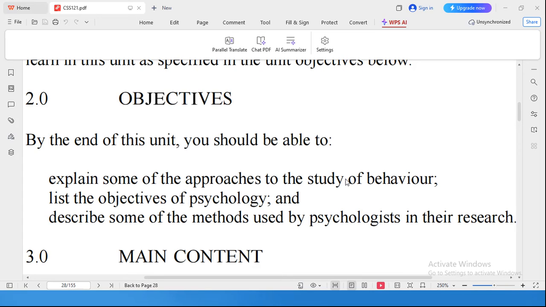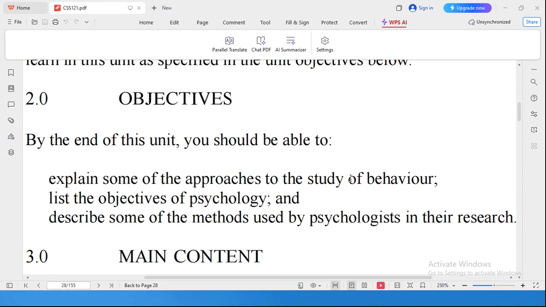Moving further, methods of psychology. Number 1 method, naturalistic observation. Naturalistic observation is watching people, animals, in their real environment, for example, observing market women in Balogun market. Number two method, case study. Study one person in detail, for example, a trauma patient.